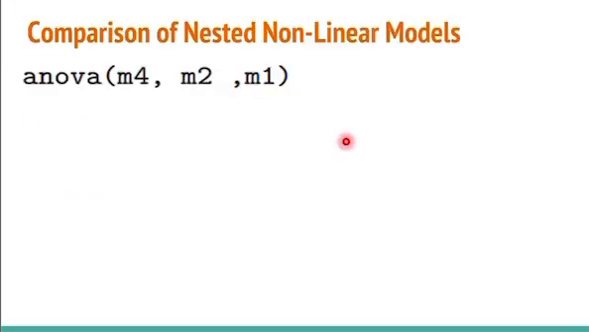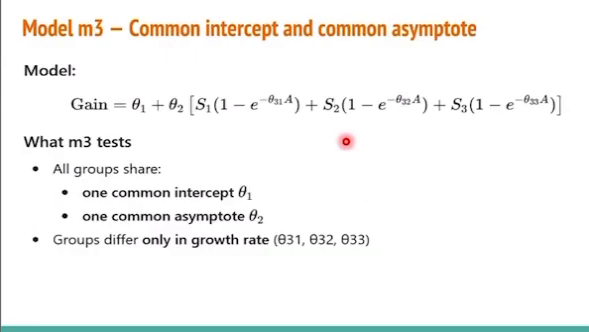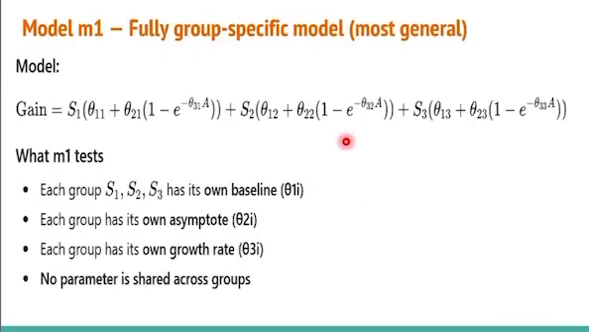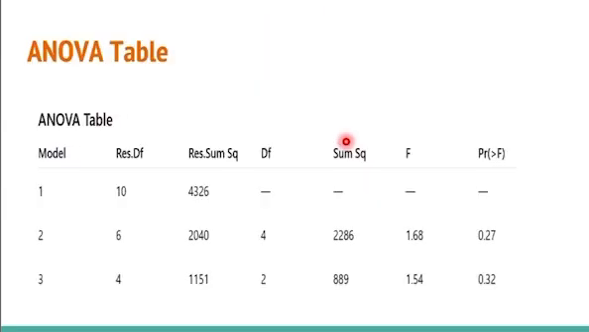But you know what I want to do here? There is a way to compare nested models. I'm considering M4, M2, M1. What are my M4, M2, M1? I want to compare M4 with that and with that. And let's see the results. Please pay attention. This is going to give you this result. And I need you to pay attention now.